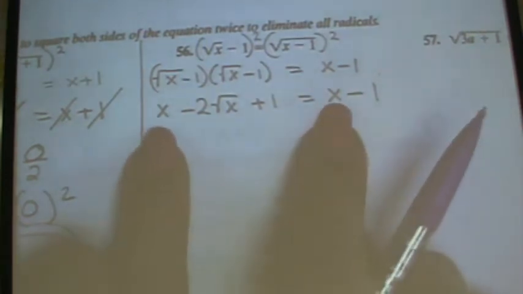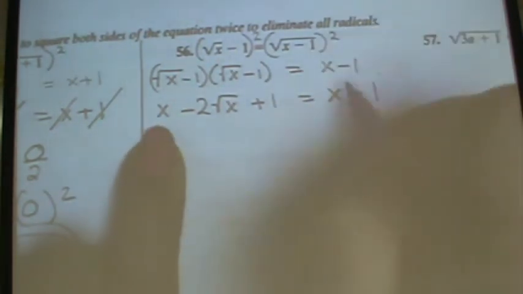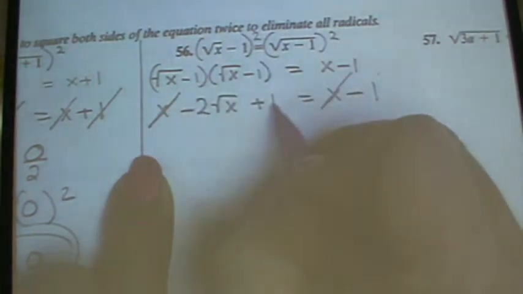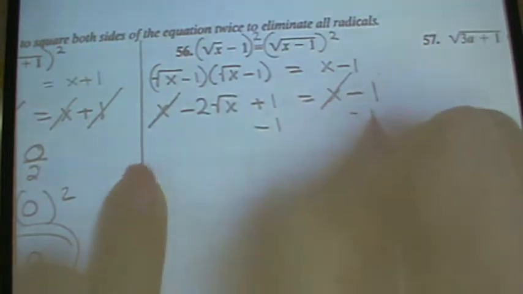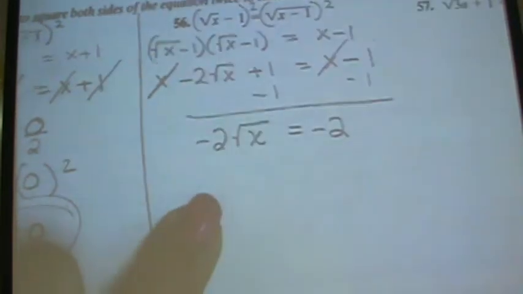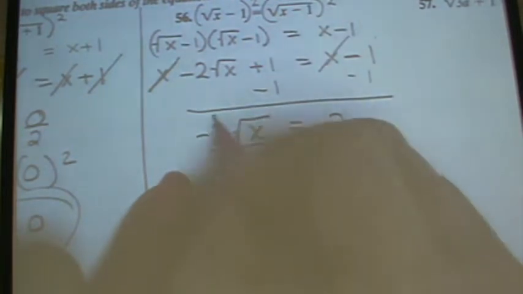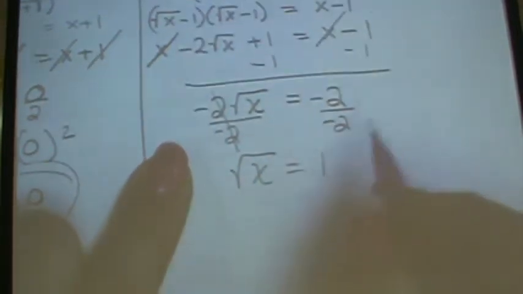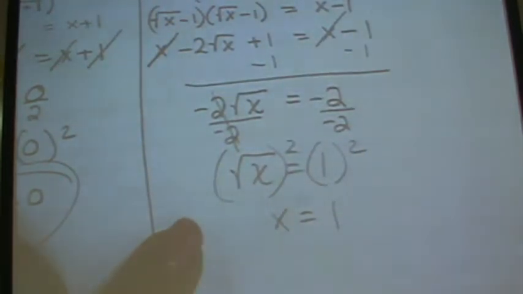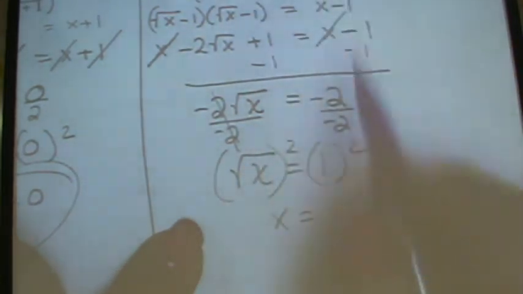Now for this, these 2 cancel out. These are the same. I'm going to subtract this one here. I'm going to divide both sides by negative 2. And then square both sides again. And if you put 1 here, square root of 1 is 1, 1 minus 1 is 0, and 1 minus 1 is 0, square root of 0 is 0, so that works.